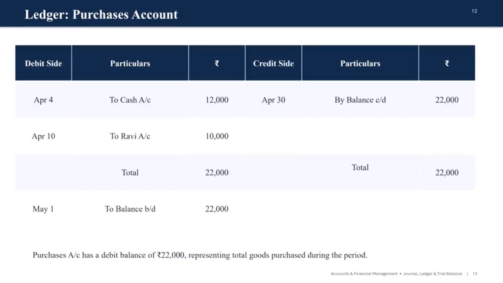This is the purchases account. It records all goods purchased during the April month. In this example, goods were purchased both by cash and on credit. The total purchase balance is 22,000.